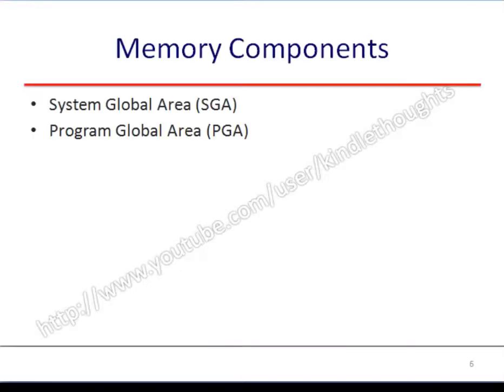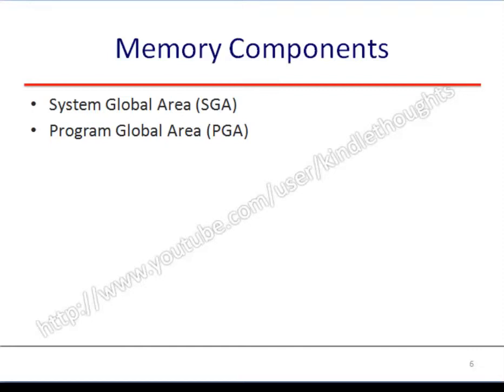So going to the main topic of today's session, which is the memory components. When we mean memory components, this is nothing but a set of areas allocated within the memory which are used for specialized functions. If we look at the Oracle memory architecture, predominantly you will see that there are two components: the system global area, also referred to as the SGA, and the program global area, referred to as the PGA.